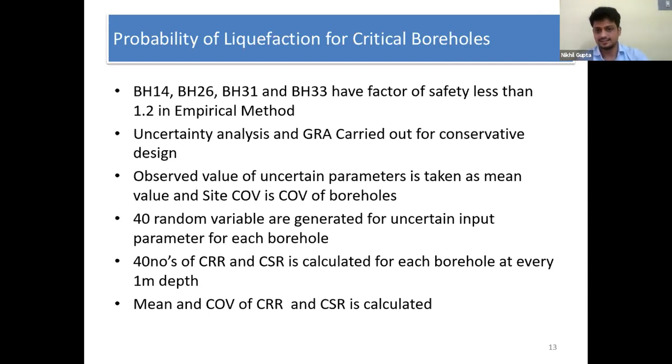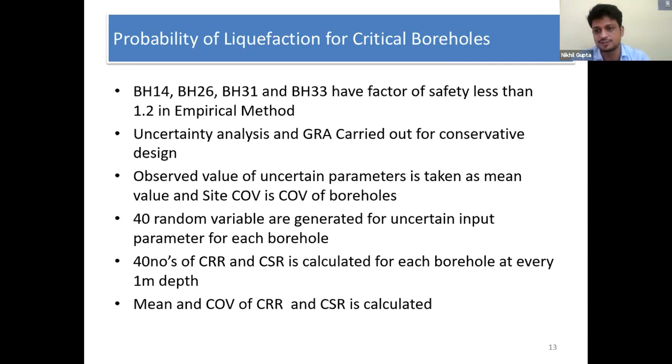Then the observed value of the uncertain parameter is assumed as the mean value, and the coefficient of variation is taken as the coefficient of variation of the site. Then 40 random variables are generated for each uncertain input parameter at every 1 meter depth. Then we can calculate 40 values of CSR and CRR, and we can calculate the mean and coefficient of variation of CSR and CRR.